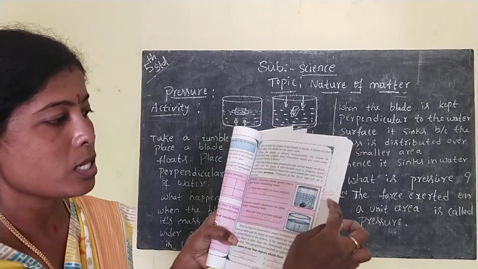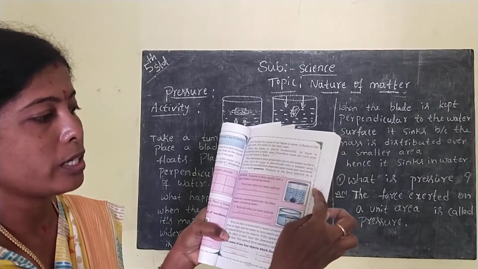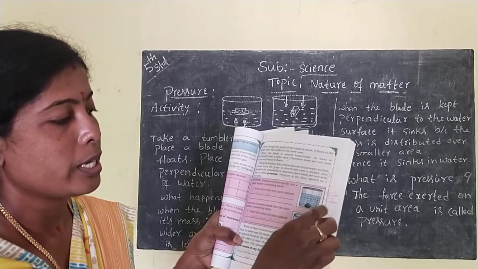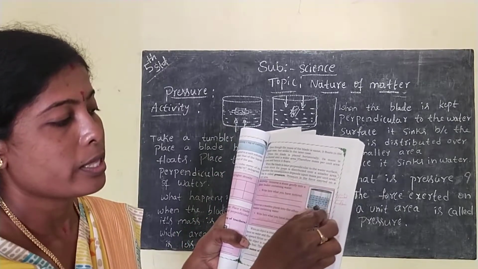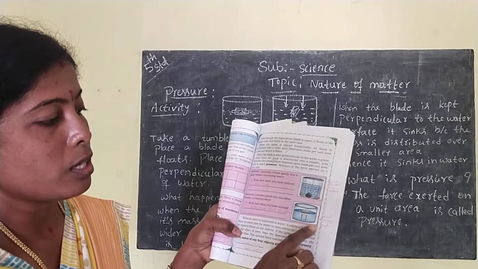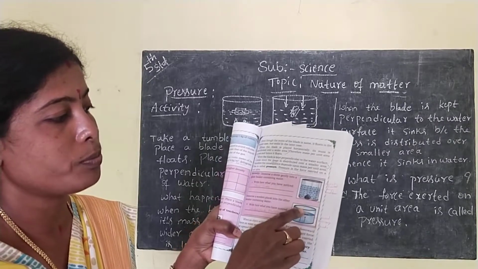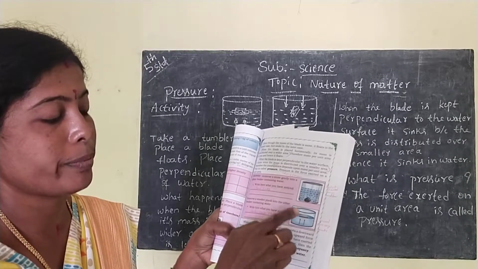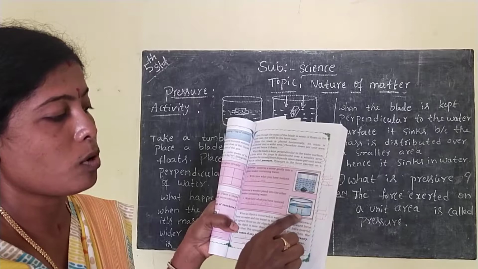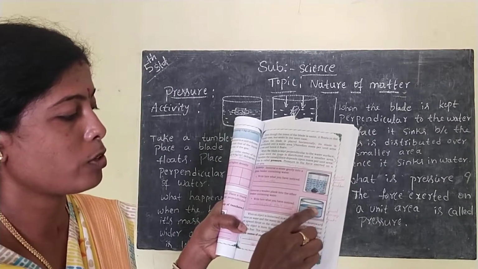Why? Because the downward force exerted by the object is high, so the stone sinks. But in second case, the upward force exerted by the water is more than the force exerted by the object, so the wooden plank floats here.